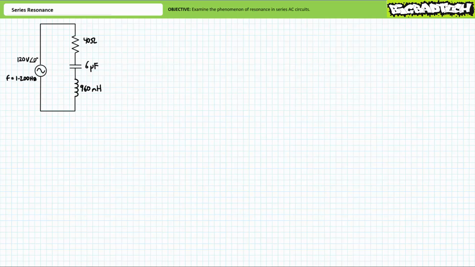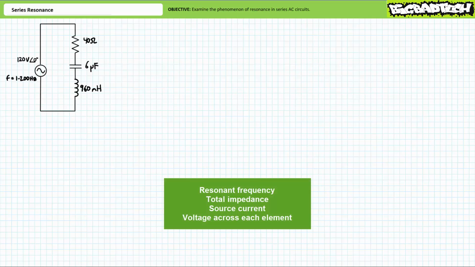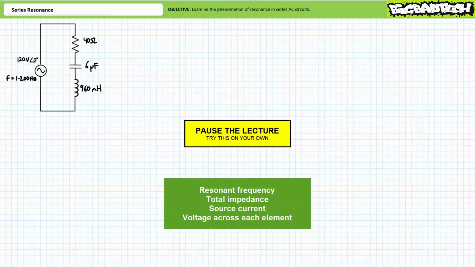Let's make this an illustrated example. See if you can determine the resonant frequency of this circuit and determine the electrical properties of this circuit at conditions of resonance, specifically total impedance, source current, and voltage across the resistor, capacitor, and inductor. By all means, pause the lecture and try this on your own.